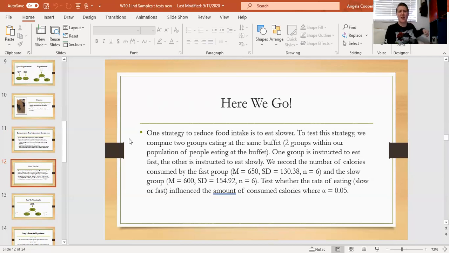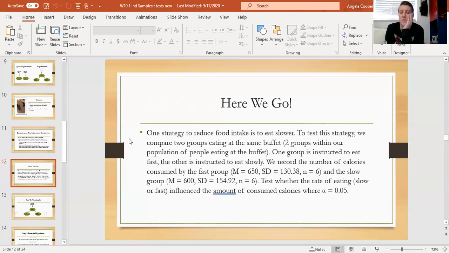So one strategy to reduce food intake is to eat slower. To test this strategy, we compare two groups eating at the same buffet, two groups within our population of people eating at the buffet. One group is instructed to eat fast, the other is instructed to eat slowly. We record the number of calories consumed by the group instructed to eat fast. They have a mean of 650 calories, a standard deviation of 130.38, and a sample size of 6. So there are 6 people in this group. And the slow group has a mean of 600 calories consumed, a standard deviation of 154.92, and this group also has a sample size of 6.